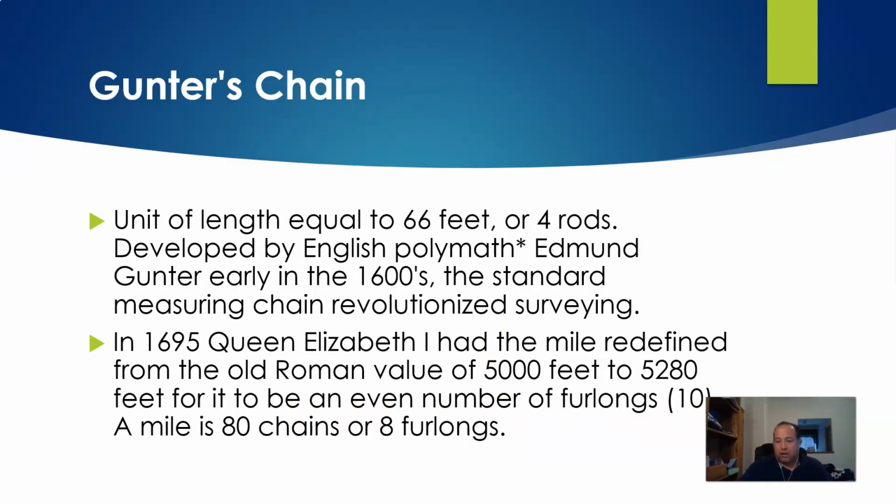The first one we're going to start off with is the chain, or as it was known for a while, the Gunter's chain. That's a unit of length equal to 66 feet or 4 rods, developed by Edmund Gunter, and it became the standard measuring chain that people would use in surveying. It was actually a metal chain that people would hook up to their belts and drag through the woods or wherever they were surveying, and say, okay, this is 66 feet, and that's how they started doing the measurements.